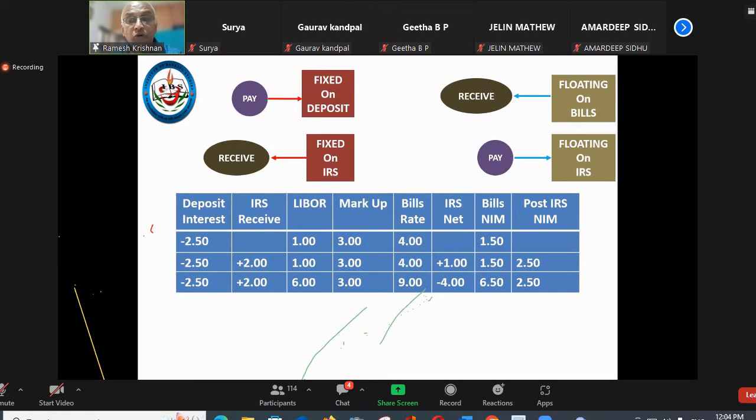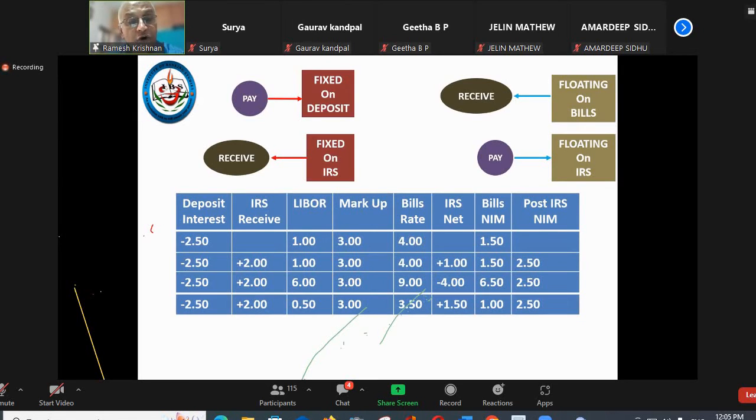Now in the swap, you will continue to receive from Standard Chartered Bank 2%, and you will pay floating LIBOR 6. So this time, after 6 months, when LIBOR shot up from 1 to 6, your IRS net from +1 became -4. Because if LIBOR went up from 1 to 6%, that 5% increase is what is reflected as +1 to -4. So the net for the bank from both the bill portfolio and the FCNR portfolio, as well as the IRS, is this 6.5 plus -4, 2.5. So you are back to 2.5.